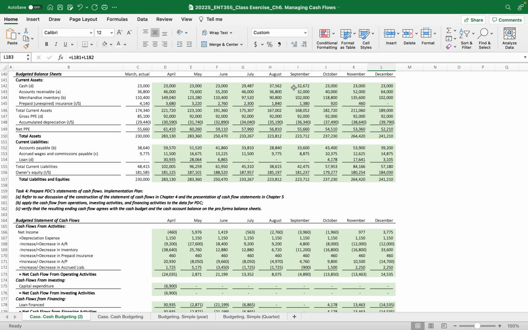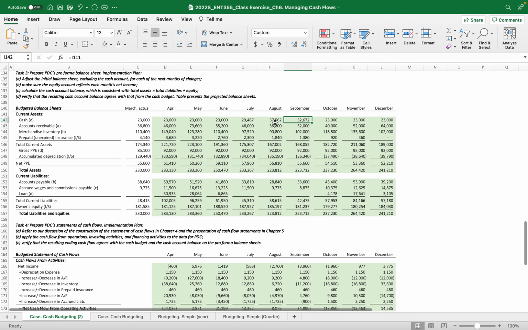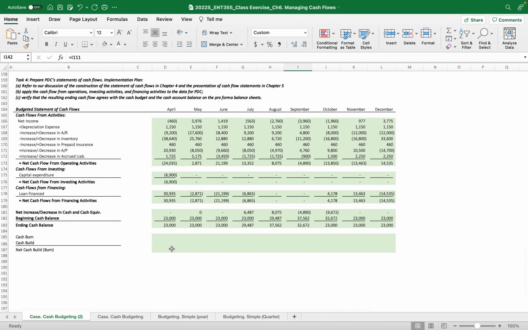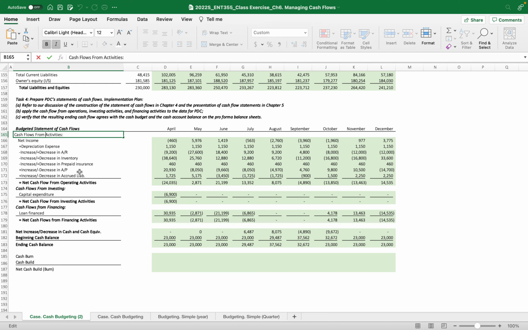And then, for example, September 32,000, 32,000, 37,000, 37,000, 29,000, 29,000. We got the ending balance, which is exactly the same as the ending balance of cash on the balance sheet. So we found that this is a statement that shows all the cash in and out in terms of operating activities, investing activities, or financing activities.